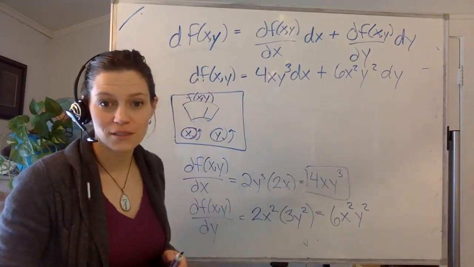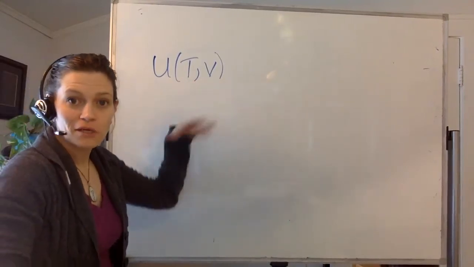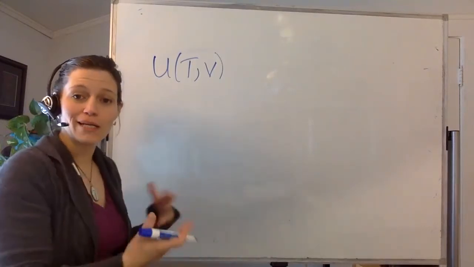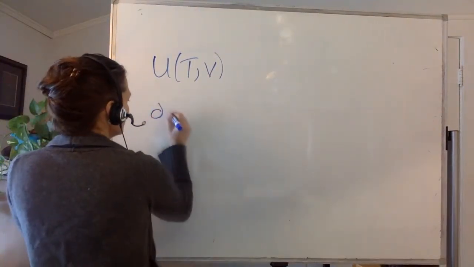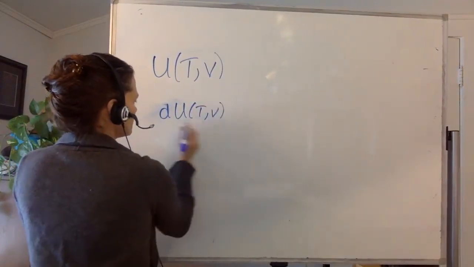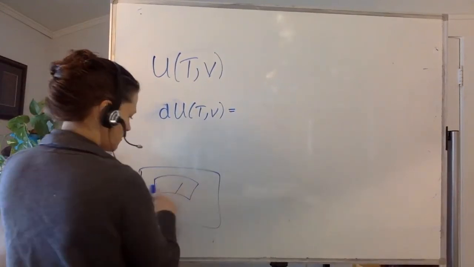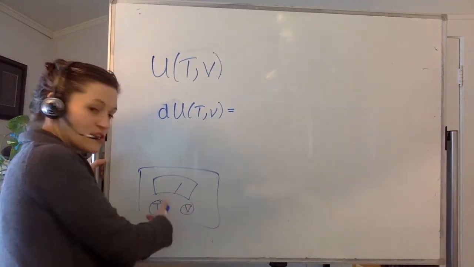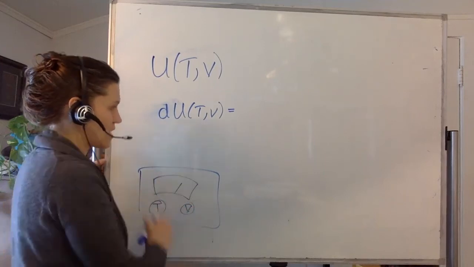Okay, internal energy is a function of both temperature and volume. That's all I have. I know that U changes with both temperature and volume, but I don't know why. So let's explore it. What I can do is write out the exact differential, and that's equal to, so here's my function box, and here's the dial of the internal energy. Here's my T knob, here's my V knob, and I'm going to change temperature and see how much the dial changes, and then I'm going to change volume and see how much the dial changes.